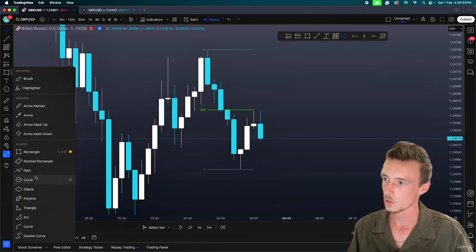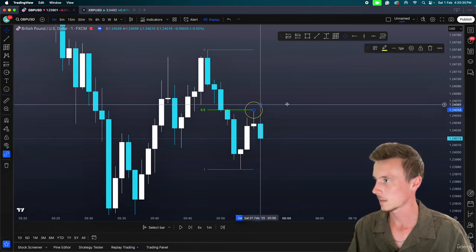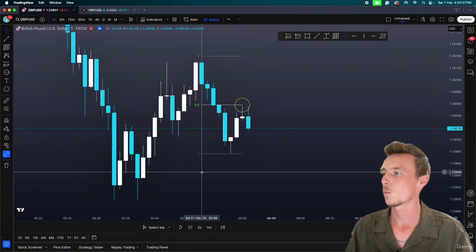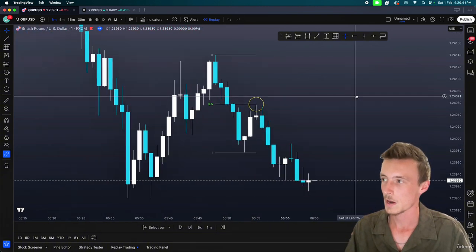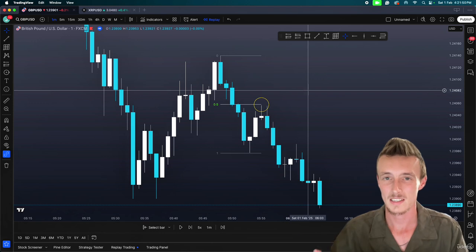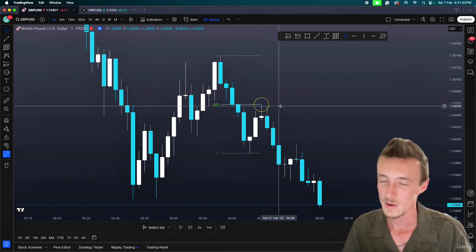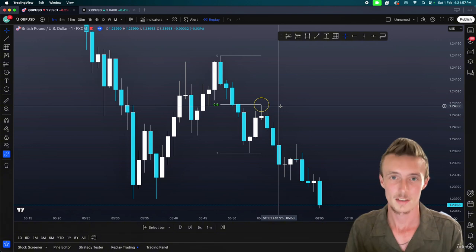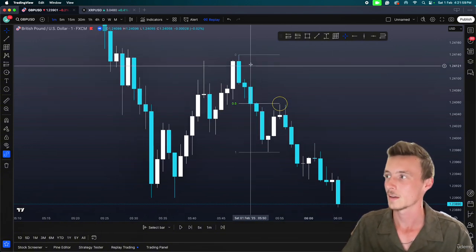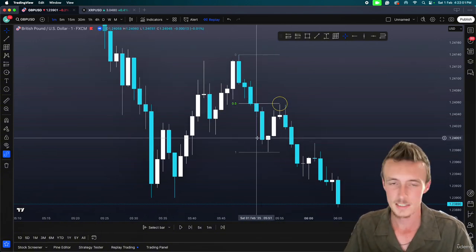We get a touch of the level back at the equilibrium, and then what happens after that? Play price forward a little bit, and we can see the market moves even further down. So basically, the reason that we are using this equilibrium level is because smart money concepts, which is what we're trading, smart money traders do not buy at a premium level, right? So with this move down, this is the premium level.